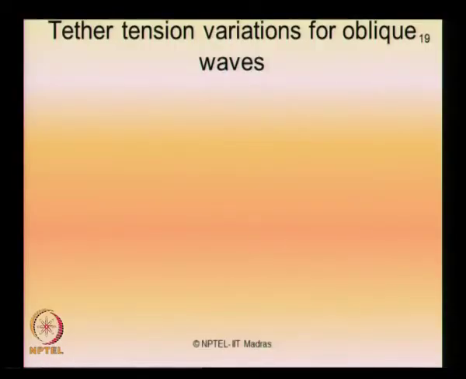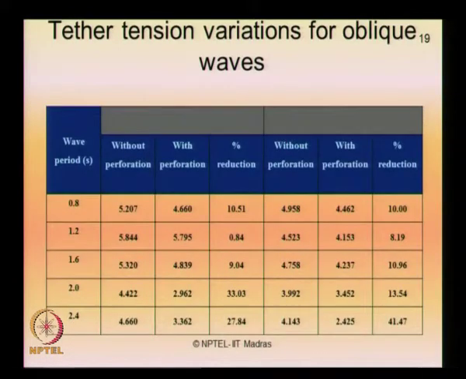If you look at tether tension variation for oblique waves, the percentage reduction for 30 and 45 degrees also varies from as low as no variation, that is 1%, to as high as 33%. Okay. So, there is a significant reduction in tether tension variation as well.